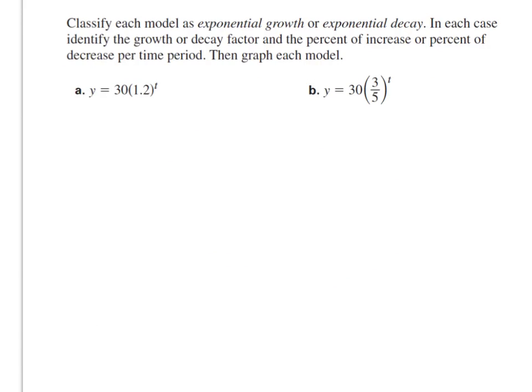So sometimes you're just trying to determine if something's exponential growth or decay, and that's pretty easy. Just look inside the parentheses. If it's bigger than 1, it's growth, that 1 plus r. If it's between 0 and 1, then it's decay, like the 3/5 here. So B, of course, is decay and A is growth.